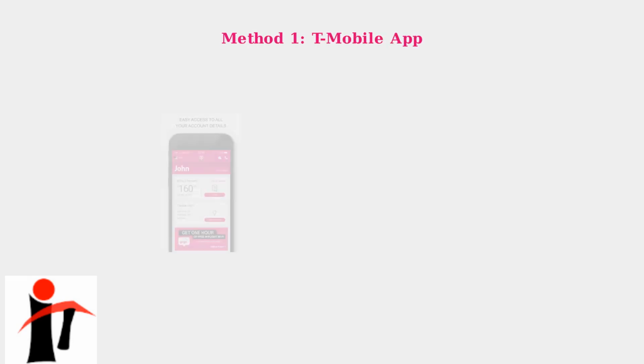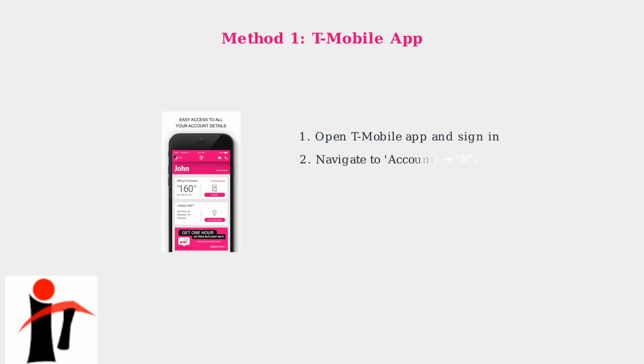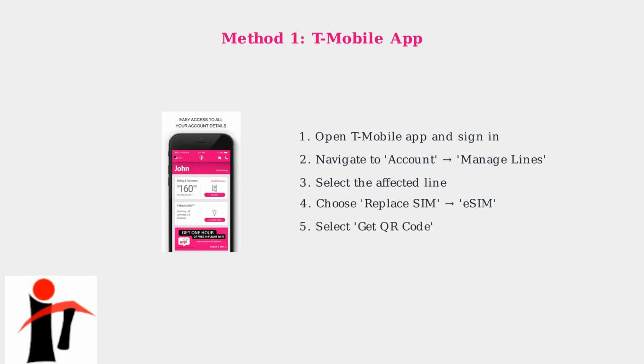T-Mobile provides several methods to obtain a fresh activation code. The most convenient method is using the T-Mobile app. First, open the app and sign into your account. Follow these steps. Navigate to Account, then Manage Lines. Select your affected line, choose Replace SIM, then eSIM, and finally select Get QR Code.